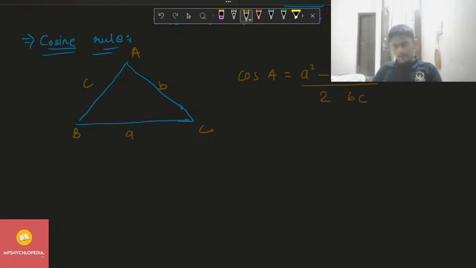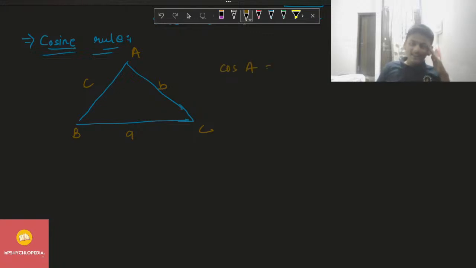I am absolutely wrong, right? It is just the negative of that. So I don't know why I am even continuing this live, but the point of making this video was to revise only. So cos A is equal to (b square plus c square minus a squared) divided by 2bc.